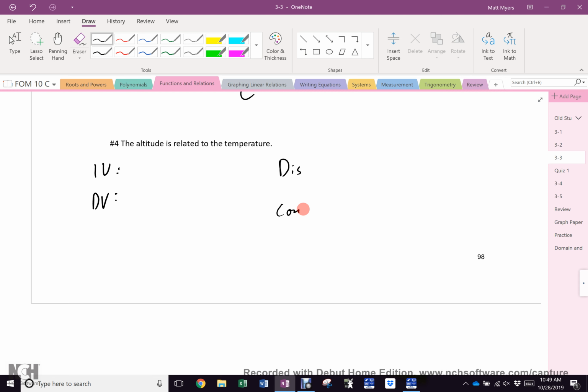Jacqueline disagrees. The IV is altitude because you can change your altitude yourself. It does not depend on how cold or hot the air is. There you go. I agree with that. You change your mind? She talked you out of it? Your IV is altitude, your DV is temp. And it is exactly what Jacqueline said, except I would have changed it around a little bit.